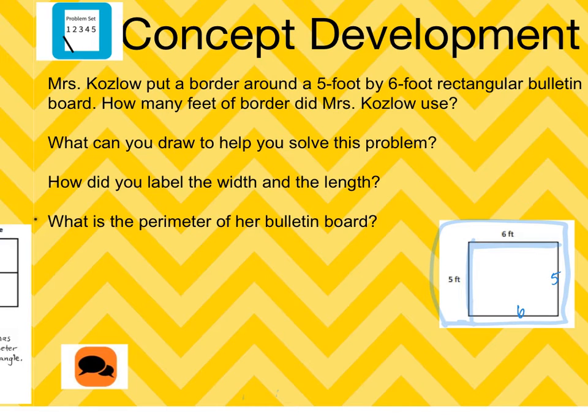Okay, so now I want you to find the perimeter of her bulletin board. So to find my perimeter, I have 4 sides. So I'm going to add 4 side lengths together to find my perimeter. I'd have 5 plus 6 plus 5 plus 6. Go ahead and find the perimeter of her rectangle and then type in the answer to the question.